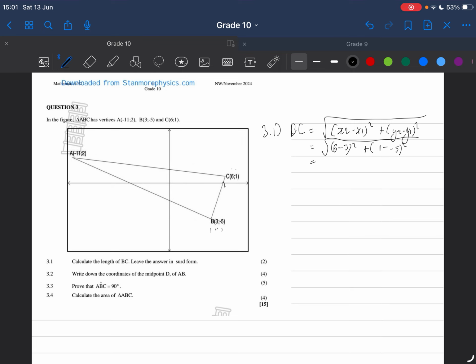Alright, I say leave your answer in surd form, so 3 root 5 is my answer. 3.2.